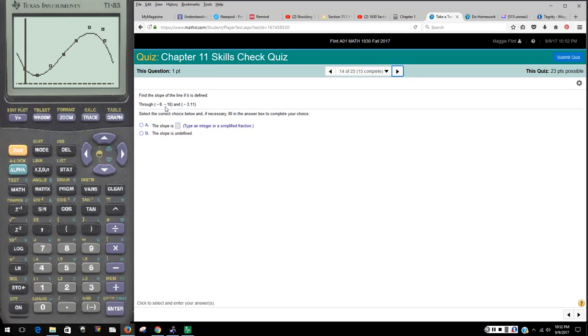Find the slope of the line if it's defined. In this case, we have 2 points given to us, and all we want to do is use the slope equation to find the slope. So, our 2 points are -8, -10, and -3, 11.